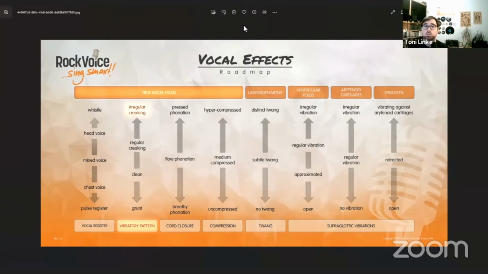If we go into the other direction, so if it's not lazy, but it actually uses a lot of air, that's what we call grunt. So that's a different type of irregular vibration.